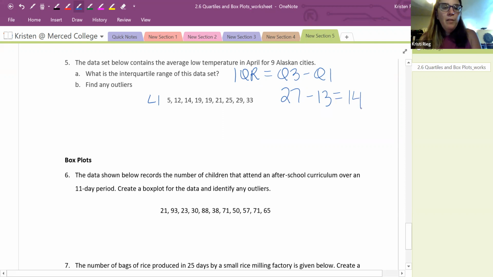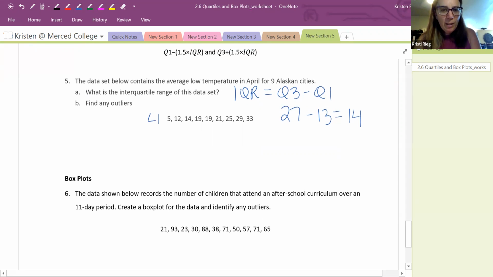Okay. Find any outliers. So I know Q1, I know Q3, I know the IQR. So the outliers are going to be, here's the formula. I'll just leave it right there. This is to find any outliers: Q1 minus 1.5 times the IQR, and Q3 plus 1.5 times the IQR.